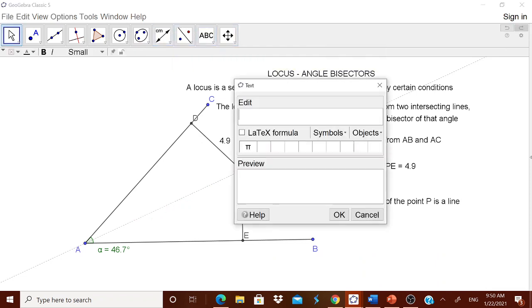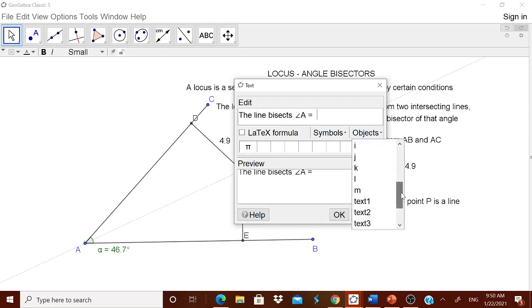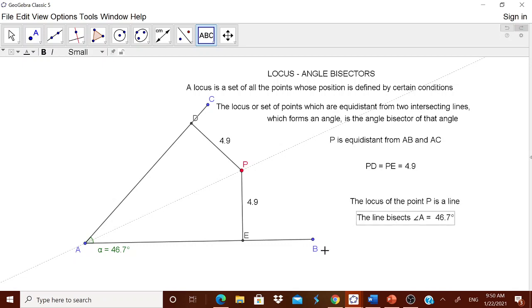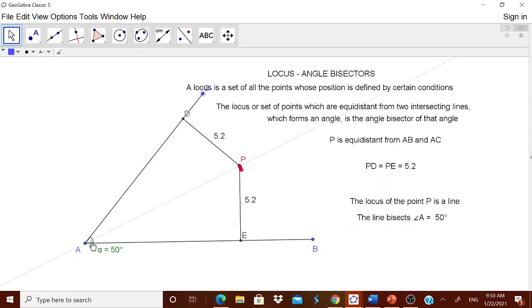This line bisects angle A is equal to, what is that one? Alpha. Okay, 46.7, it bisects. We have to just tell the children that. For that, we will hide this, show the object, hide it, and try to get these two angles. How to get these two angles now?